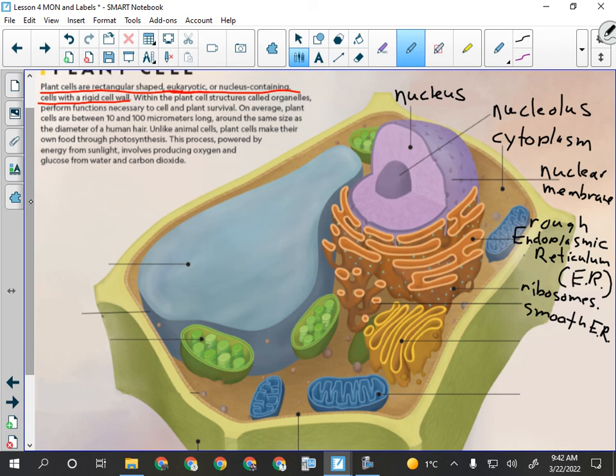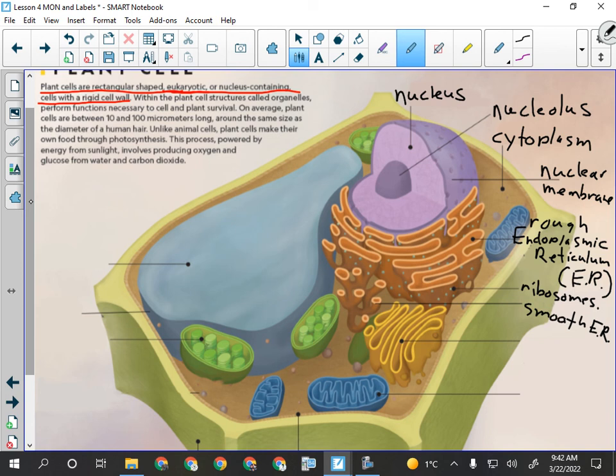Okay, if you consumed alcohol, it would be the smooth ER that would break it down. Nicotine, same thing, it breaks it down. So lots of the chemical substances that we would ingest and produce are broken down by the smooth ER. And it's important that it's broken down in there because it means it's trapped in there and it's not hurting anything else in the cell.